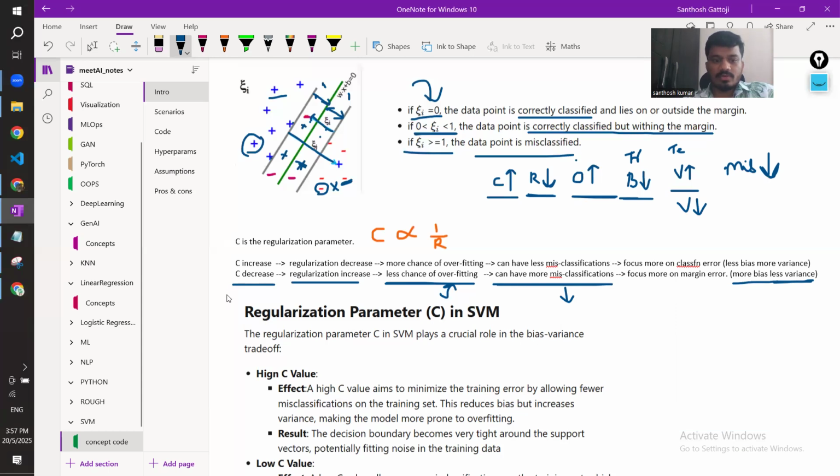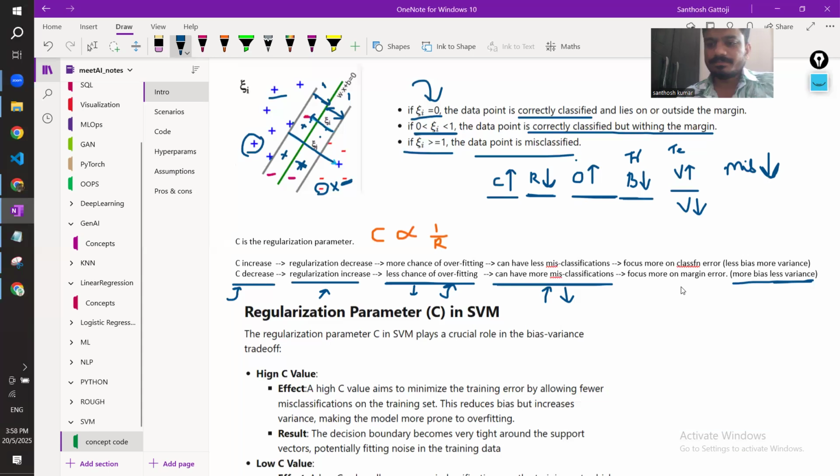That's why usually we take a lower value of C, like 0.1, 0.001. Why? Because if you have a lower value of C, regularization will increase and overfitting will decrease. If you are using more regularization, there will be very little chance of overfitting. If you are not overfitting, you will get more misclassifications.